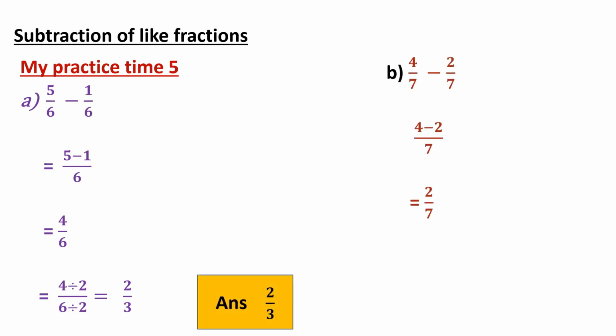Next question, you can see 4 by 7 minus 2 by 7. Again the denominators are same, so these are like fractions. So you can see here we have to only operate the numerators. So 4 minus 2 and the denominator will be written as it is, that is 7. So 4 minus 2 will give you 2 and the denominator 7 will be written as it is. So our answer is 2 by 7.